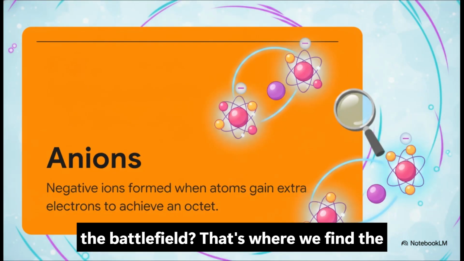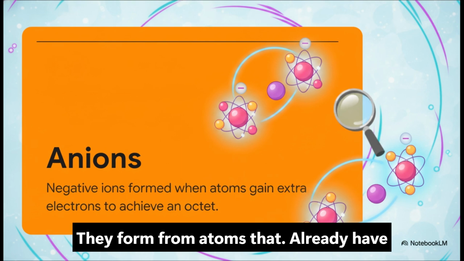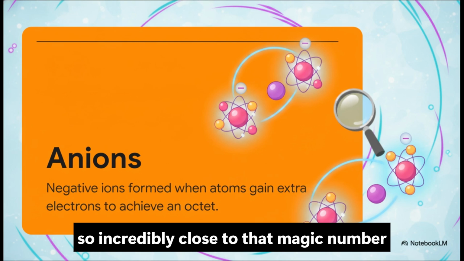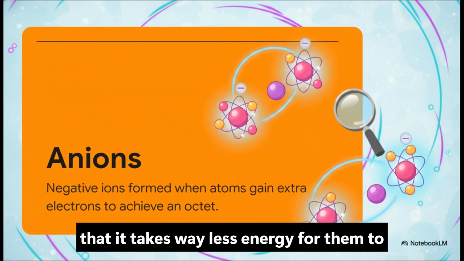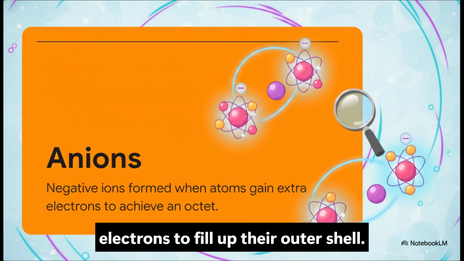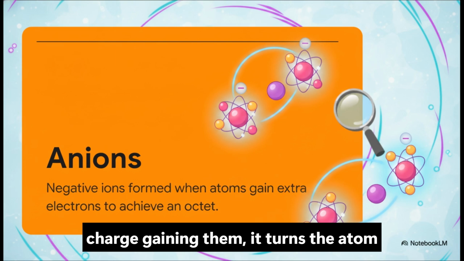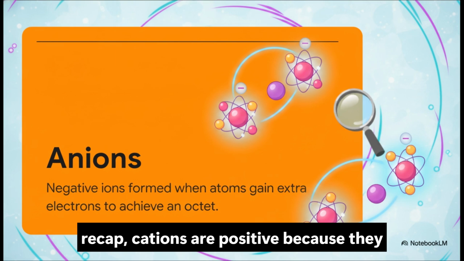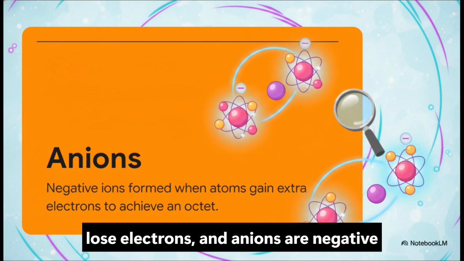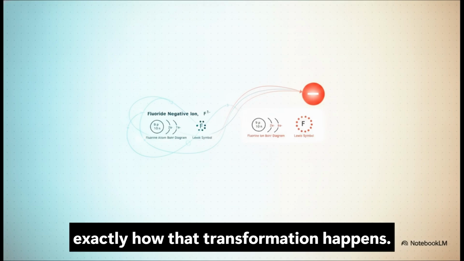That's where we find the anions. Anions are completely different. They form from atoms that already have 5, 6, or 7 valence electrons. They are so incredibly close to that magic number of 8, what we call the octet rule, that it takes way less energy for them to simply steal or gain a few extra electrons to fill up their outer shell. And since electrons carry a negative charge, gaining them turns the atom into a negatively charged ion. So just to recap, cations are positive because they lose electrons, and anions are negative because they gain them. Let's look at exactly how that transformation happens.